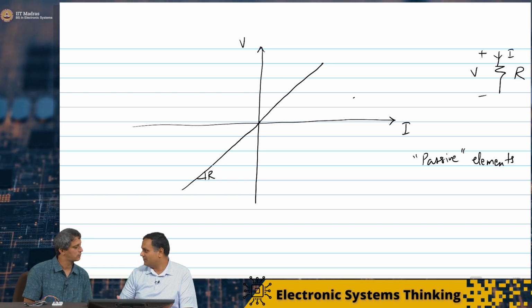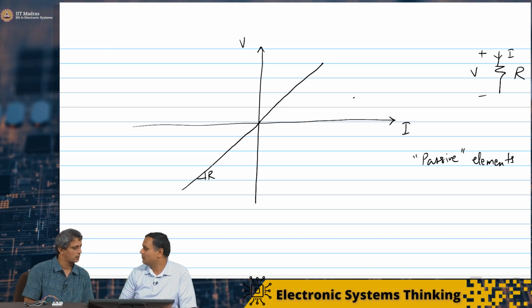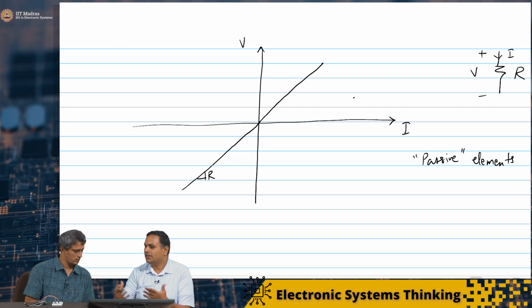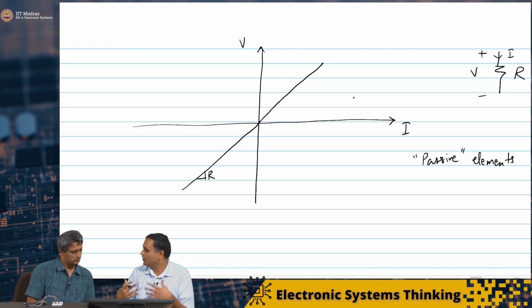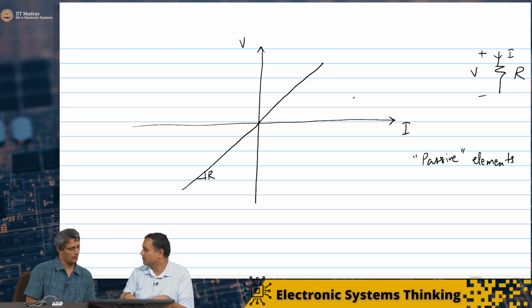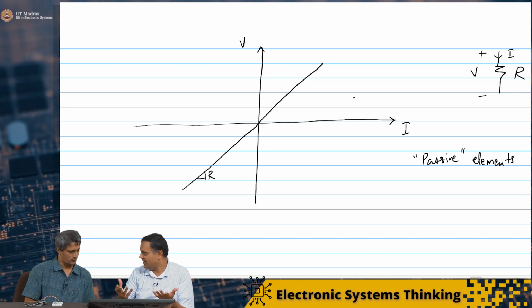Passive elements are defined as elements that always absorb power. So if I take a resistor, I can never make it produce power. It can only absorb power electrically.